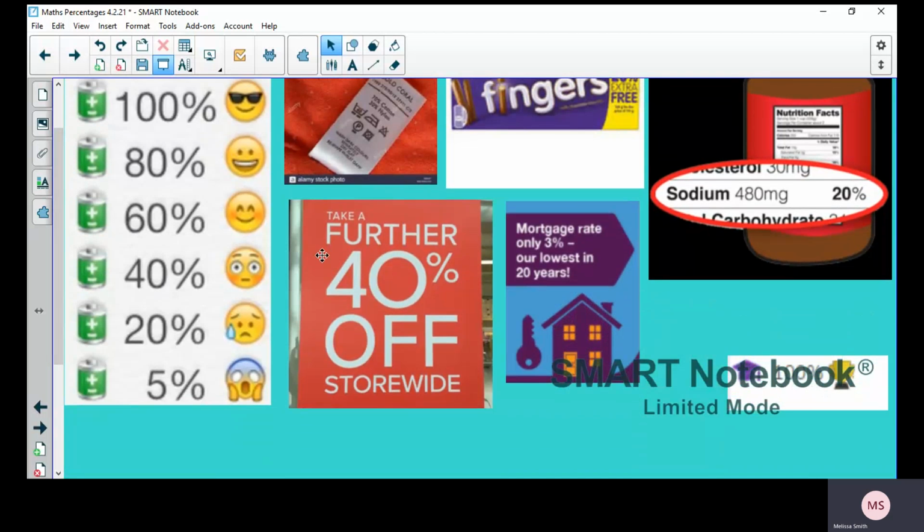You might see on sales 40% off, so you know that you're going to get anything in that shop 40% cheaper. When you're older and you're looking at mortgages, you might have even heard of things like interest rates, mortgage rates, 3%.